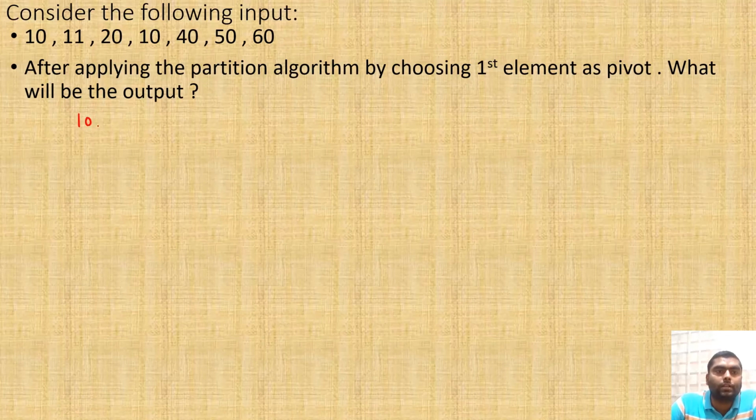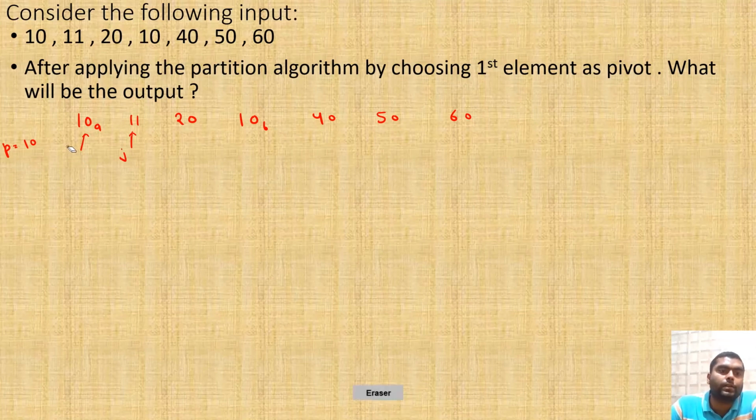So this is 10a, let us suppose 10a. Why? Because there are two 10s, so for differentiation purpose 10a, 11 and 20, and this one I am writing 10b for differentiation, and then 40, 50 and 60. The first element is the pivot element, so P is 10. I is here, and j I am moving from here, just applying the partition algorithm.